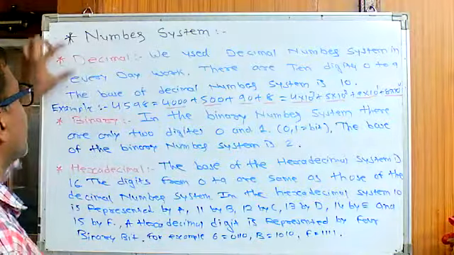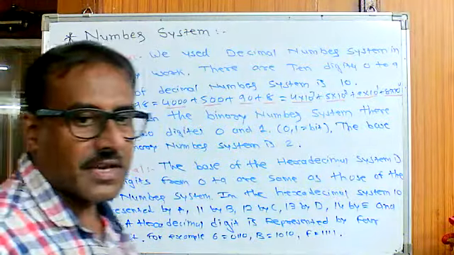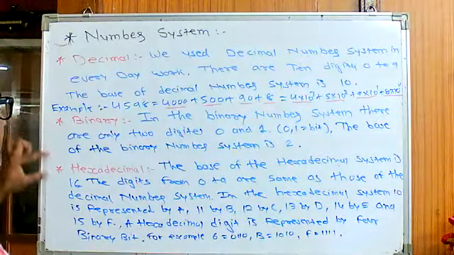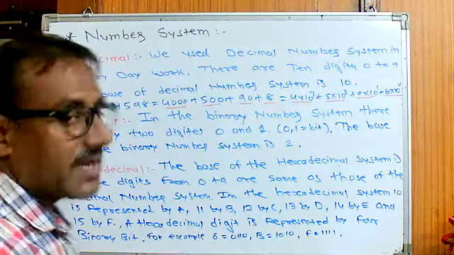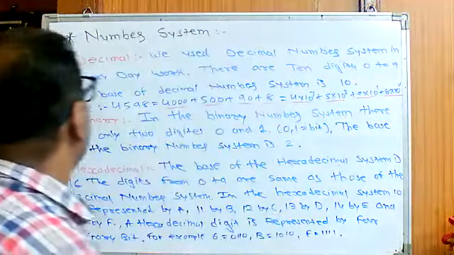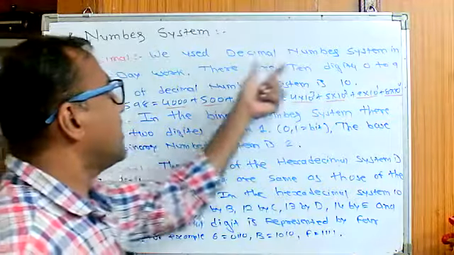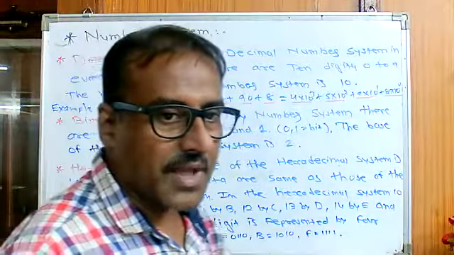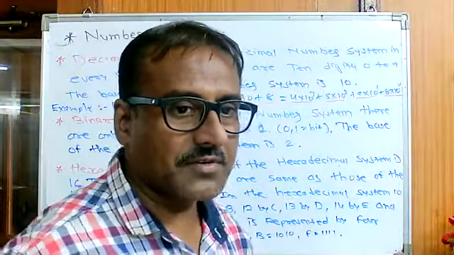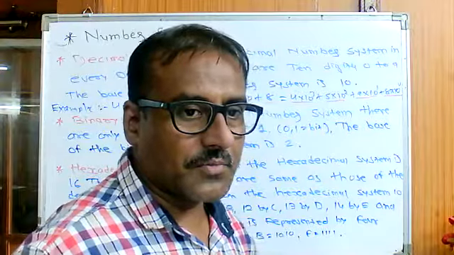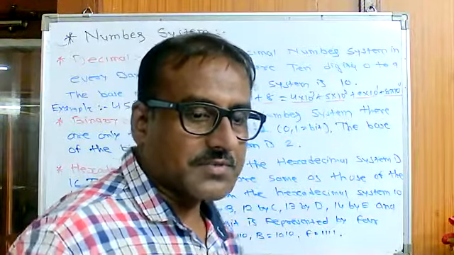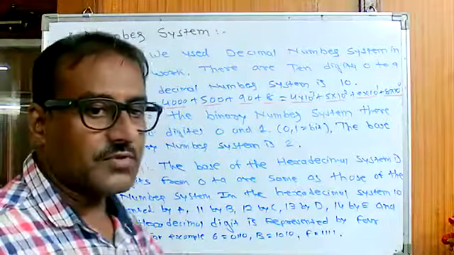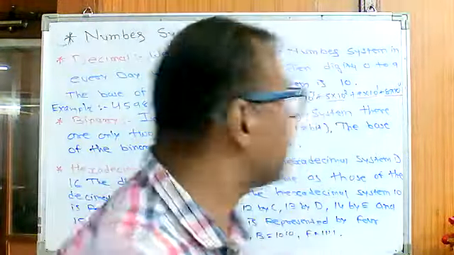Today's lecture is the number system. The three types of number systems in our syllabus are the decimal number system, the binary number system, and the hexadecimal number system. What is the decimal number system? We use the decimal number system in everyday work, such as giving or transferring rupees. So in daily work we use the decimal number system.